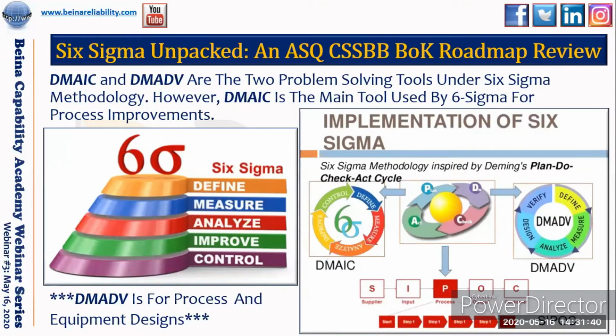In equipment design, you have a slightly different modification of the DMAIC process, which is the DMADV process. That's define, measure, analyze, design, and verify. So engineering equipment design actually uses the DMADV model. But DMAIC is the main tool used by Six Sigma for process improvement.